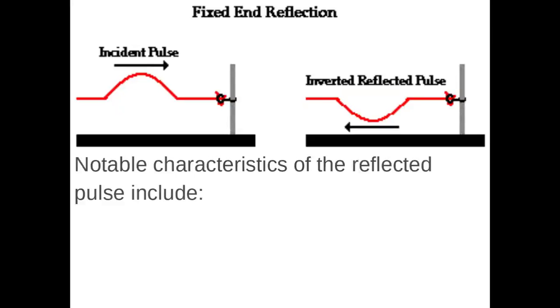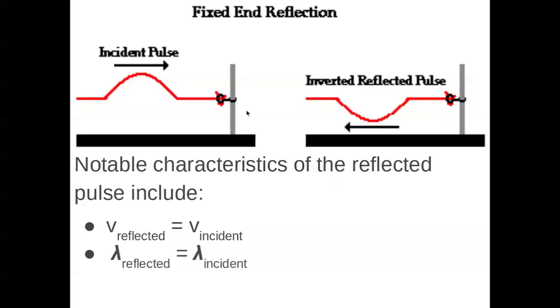So a few things to note about this reflected pulse. One thing is the velocity of the reflected wave is the same as the velocity of the incident wave, and that's because it's still in the same medium. The medium is the only thing that determines how fast it goes. And notice the wavelength hasn't changed. The wavelength of the reflected one is the same as the wavelength of the incident one, because it's in the same medium.